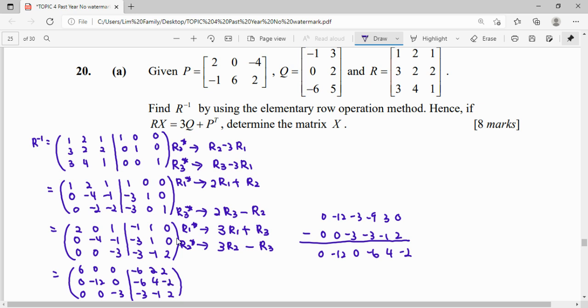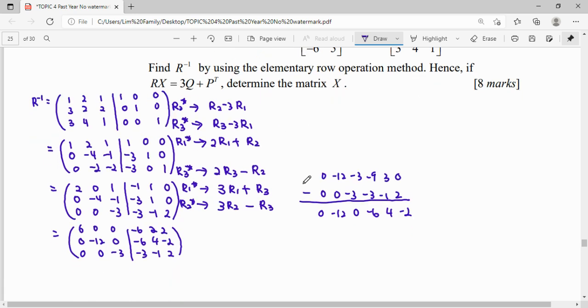So lastly, we're only going to change the diagonal. So row 1, we're going to change it to become 1. To get 1 here, we'll divide by 6 for the entire row. Then for row 2, we divide by negative 12. Then for row 3, you are going to do the operation divide by negative 3.